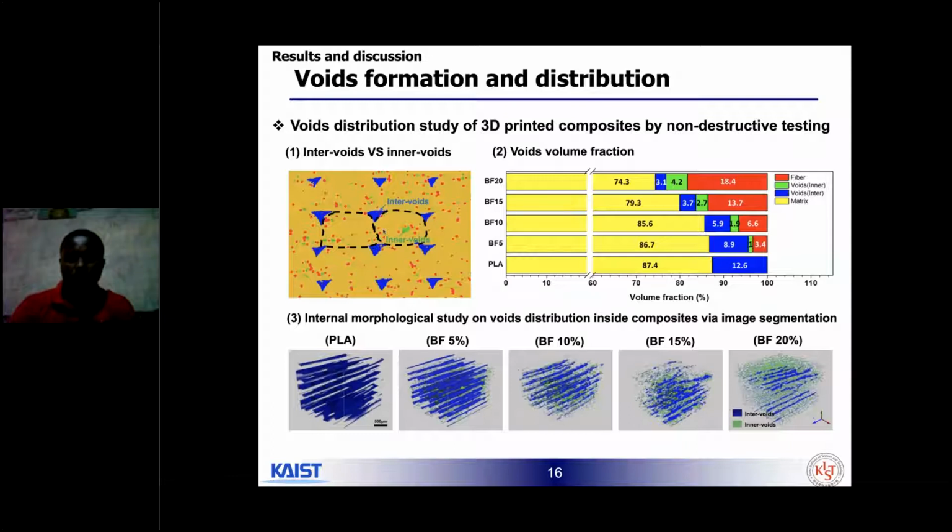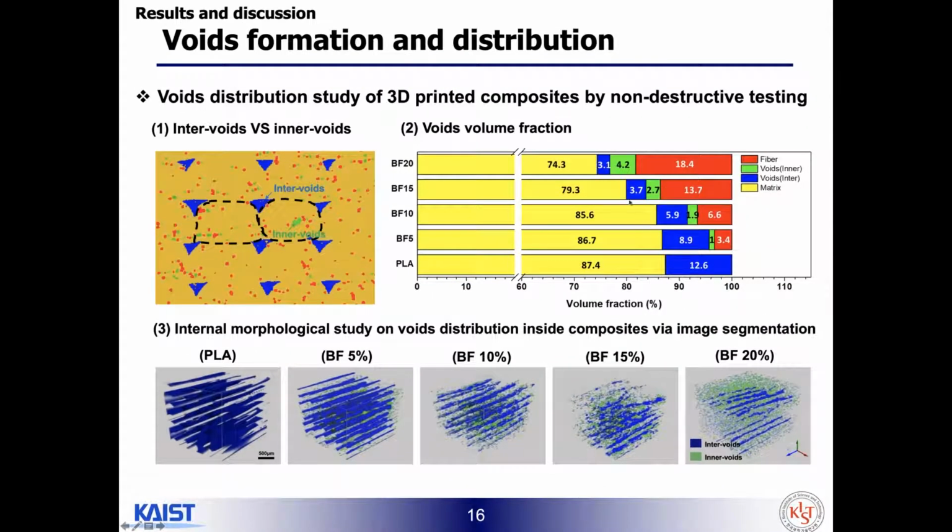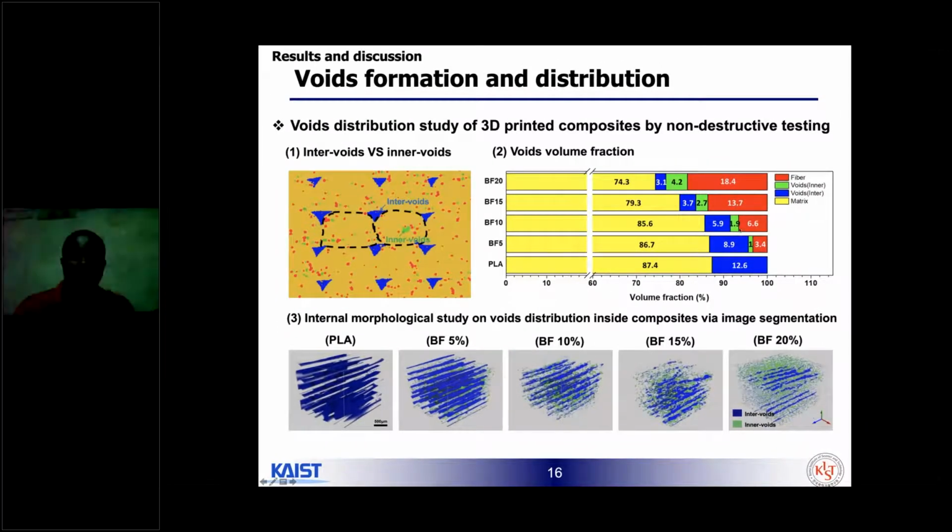The result showed that according to the budget fiber, this blue color inner void tended to gradually decrease, but some green color inner void newly formed. There is a trade-off relation between larger size inner void and small size inner void according to the budget fiber.